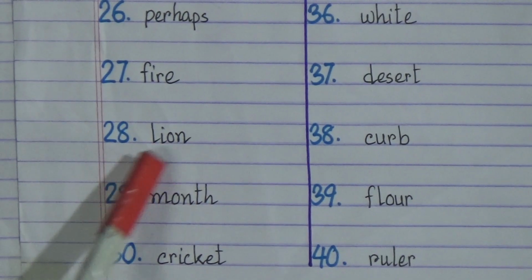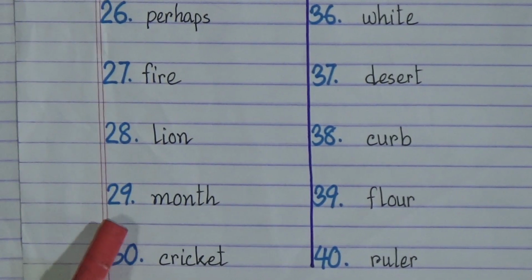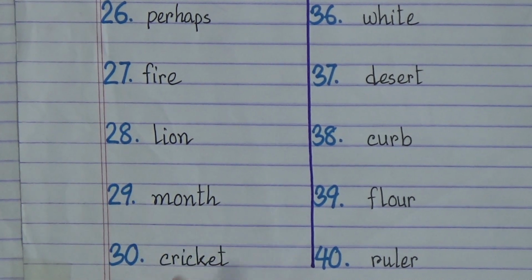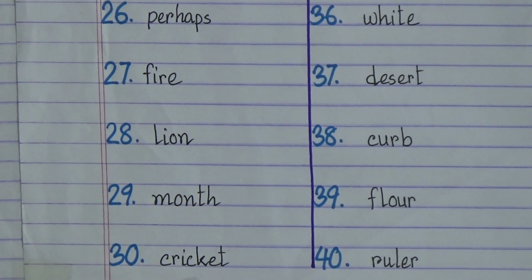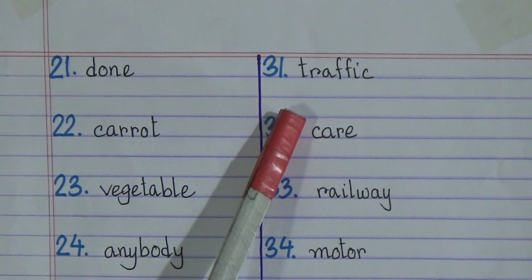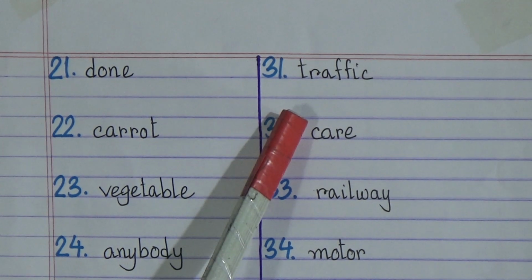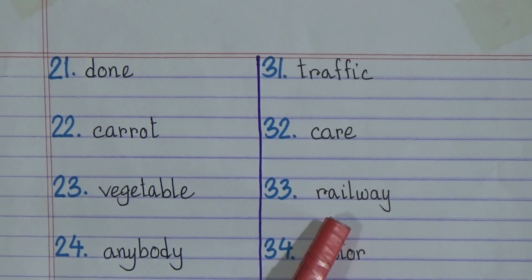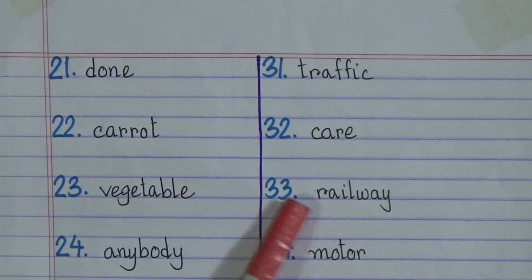Lion, L-I-O-N, lion. Month, M-O-N-T-H, month. Cricket, C-R-I-C-K-E-T, cricket. Traffic, T-R-A-F-F-I-C, traffic. Care, C-A-R-E, care. Railway, R-A-I-L-W-A-Y, railway.